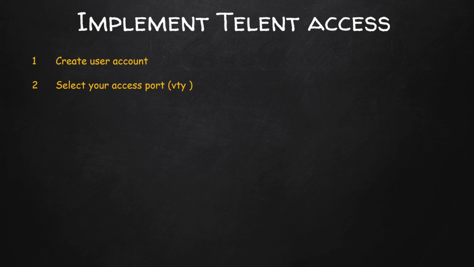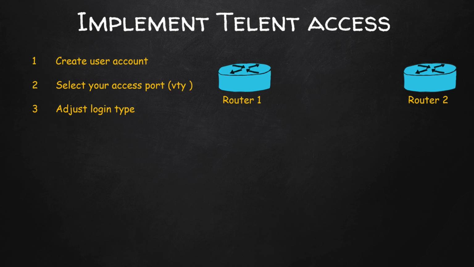Select your access port. Now step number 3. Adjust the login type. So you need to tell your router what login type is required. There are multiple ways to log into the Cisco devices. I will explain those. So in this picture you can see router 1 and router 2 and they are connected together. Here router 1 is the client device and router 2 is the server device. Client device means from which device you are trying to do the Telnet, and the server device means which device you are trying to access by using the Telnet.